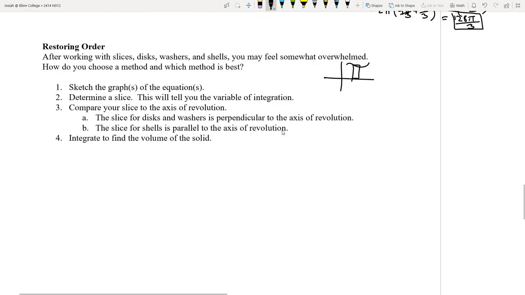Back in our disc washer method, if we were looking at something like this, and we were going to take a vertical slice and revolve this way, you can see that it's perpendicular to the axis we're revolving about. If it's perpendicular, that means disc washer. So that's a quick way to figure out which one's which. Are you using x or y? Are you using disc or shell? Then you integrate.